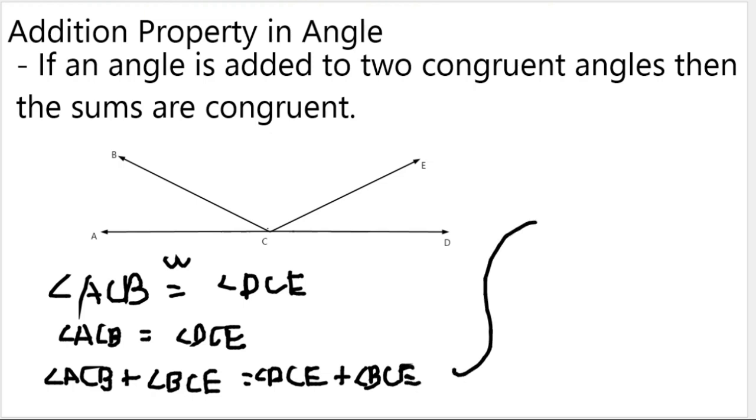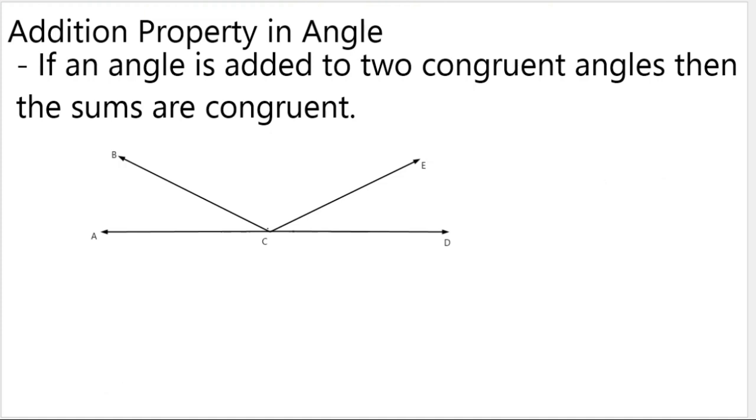So the sum of this will be another congruent angle. So therefore, it will become angle ACE, which is the sum of angles ACB and angle BCE, and thereby they are congruent. So angle ACE is congruent to angle DCB, which then created.